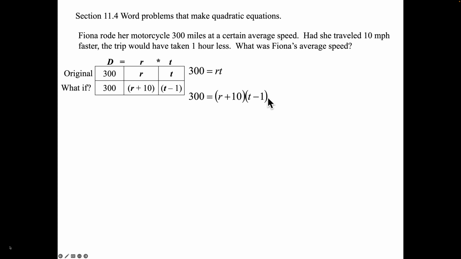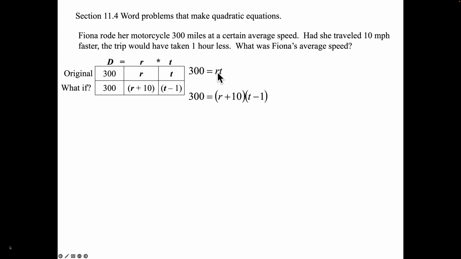Now, the problem that I have right now is that I have two equations with two variables. They want me to solve for Fiona's average speed. That's R. So I need an equation with just R in it. Okay, so what that means is I have to take a look at one of these two equations, the first or the second. Which one would be the easiest one to solve for T? You're right, the first one.